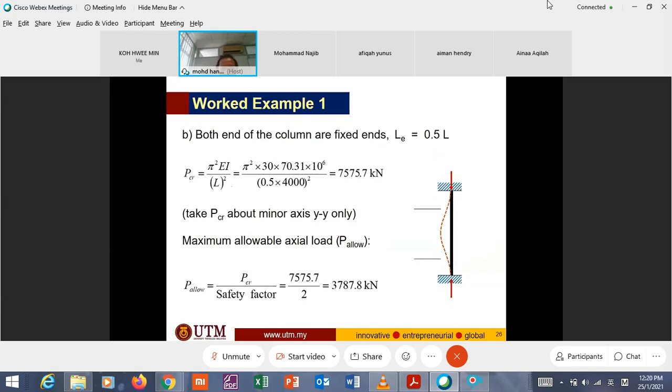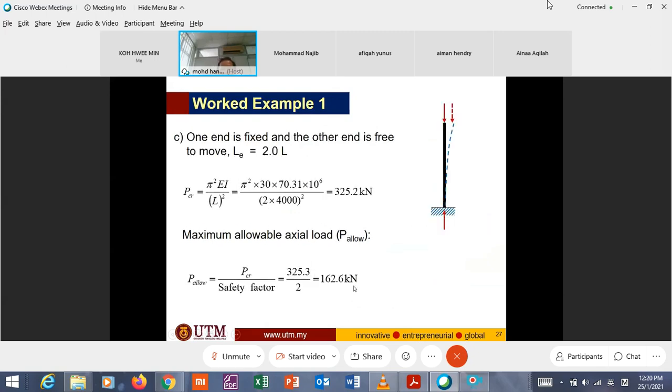So the maximum allowable axial load is now equal to divided by 2, equal to 3787. That is the allowable buckling load. Now another one. One end is fixed and the other end is free to move. This is called a cantilever column.